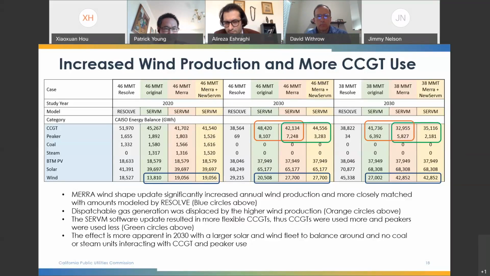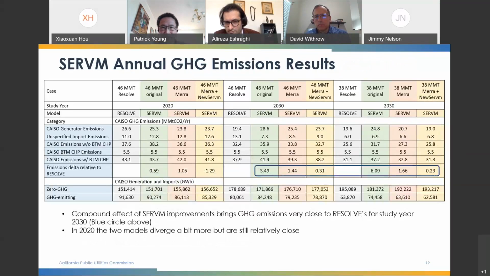Okay, just a couple more slides here. Next slide, please. And finally, here are the emission results.